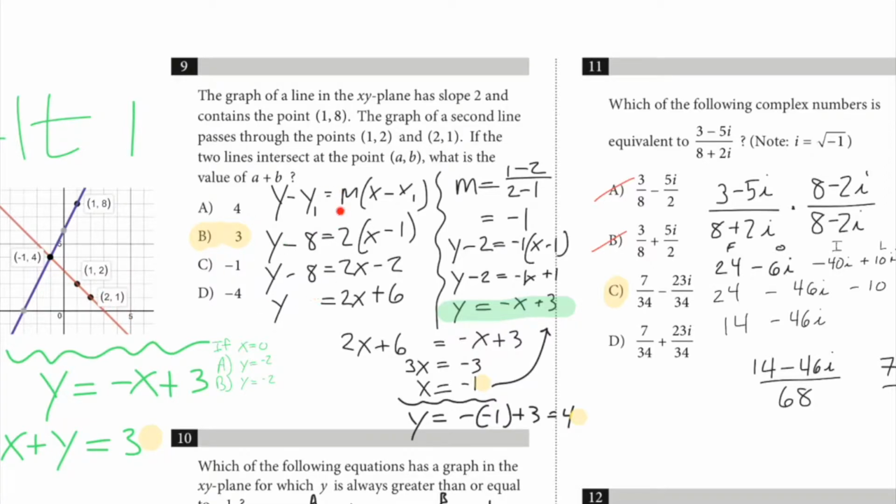You don't even need to mess with this equation at all if you realize that this red line is the line of all points whose x coordinate and y coordinate add up to 3. So what is a plus b? Well, you don't even need to know which point it is. If it's on this red line, which this intersection point is, then it's got to add up to 3, which is the shortest, I think, way to do it.